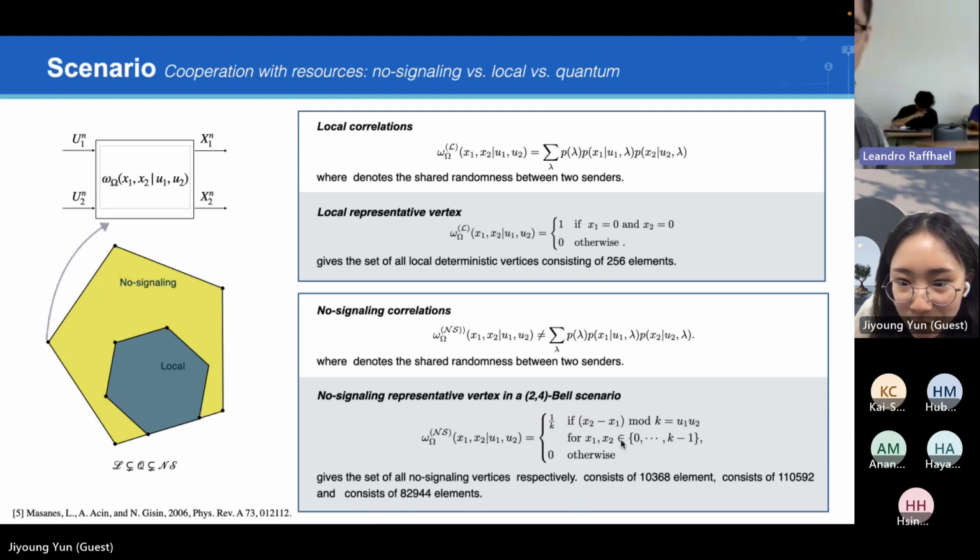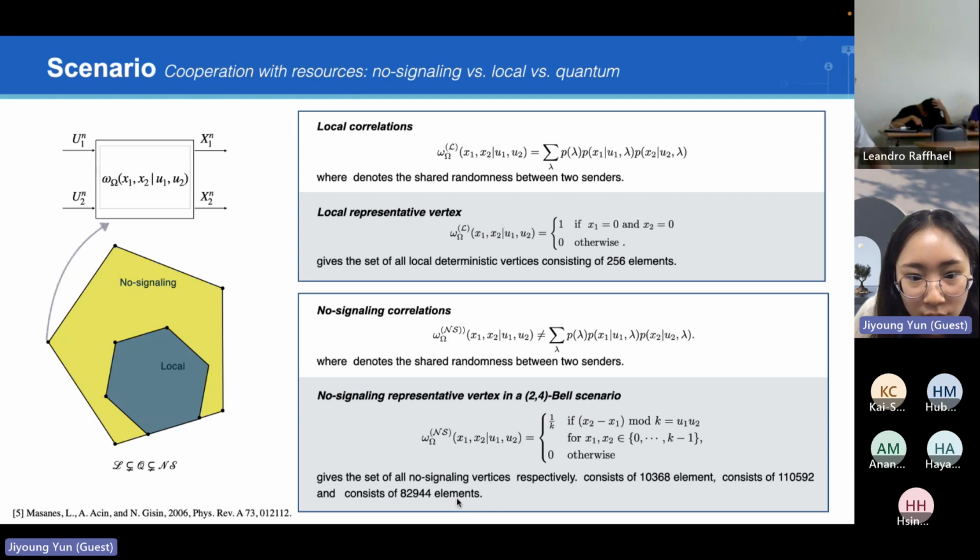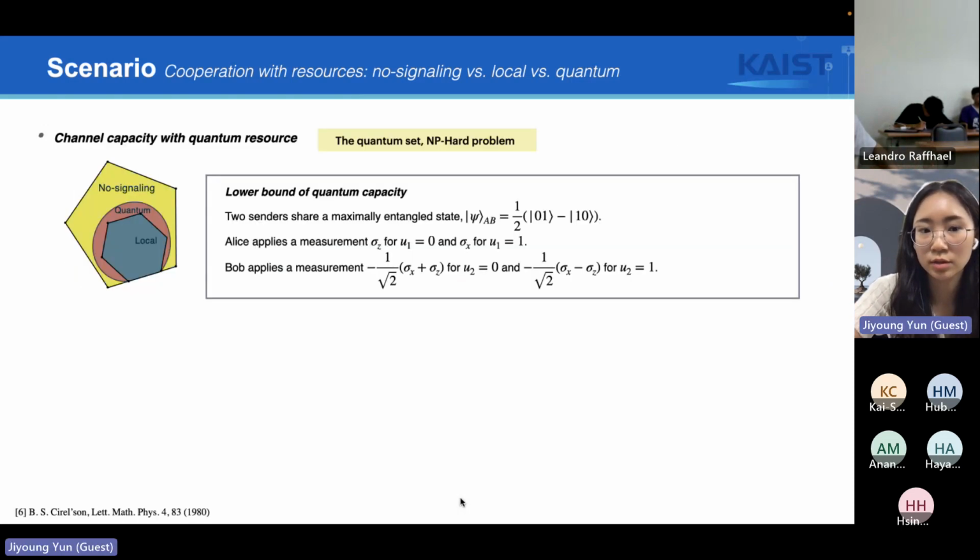Okay. So for each k equal to 2, 3, 4, we can find all the extreme elements, and then we consider all the signaling vertices, calculate the sum rate, and find the maximum of the sum rate. Then we can show the sum capacity here also. But the problem is the quantum set, because the quantum set is not a polytope, and so it's still hard to characterize.